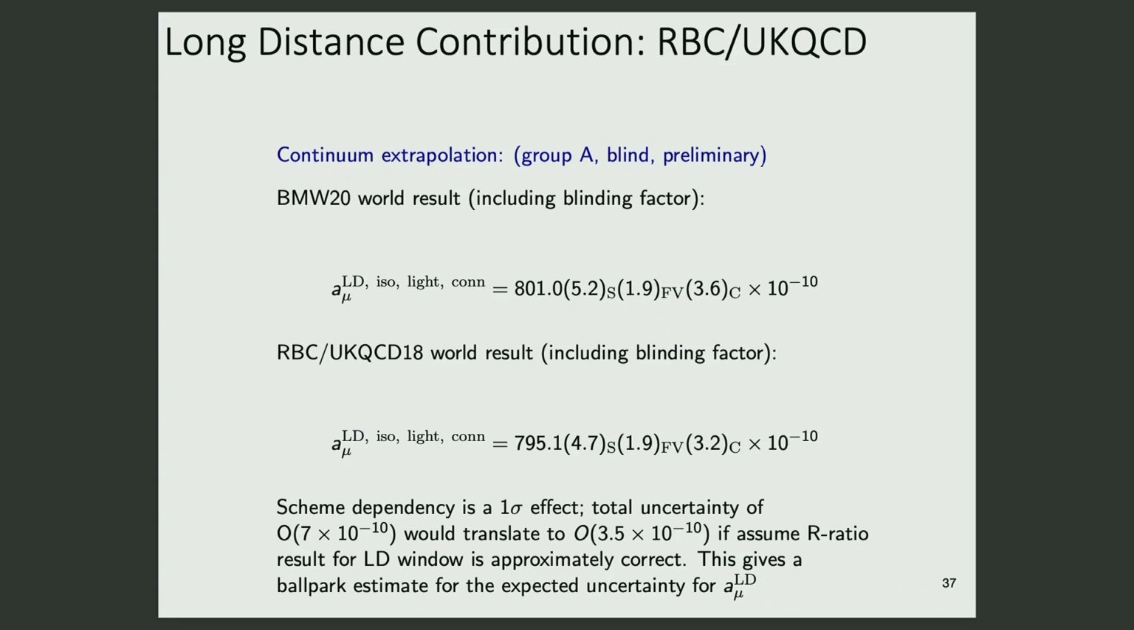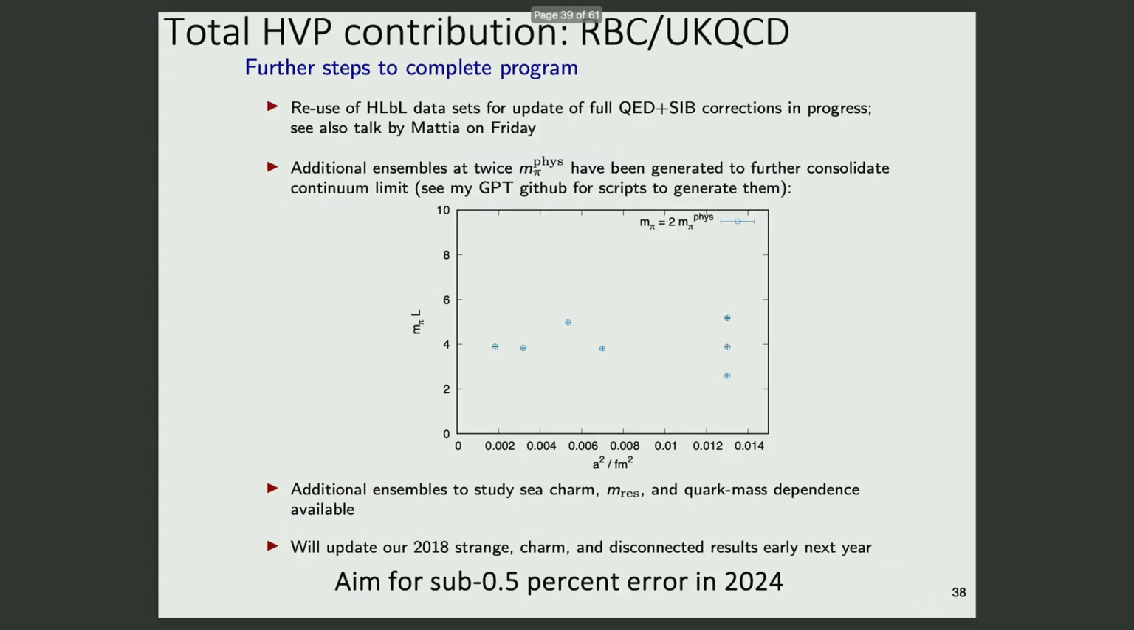We want to reach the same precision ultimately as the experiment, or 0.1 to 0.2 parts per mil at the end, and we're on our way. I think this actually looks pretty promising. Okay. I should get extra time because I've taken about 5 minutes trying to click between slides.